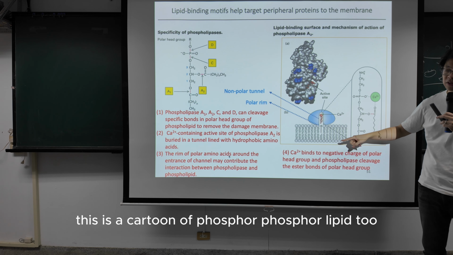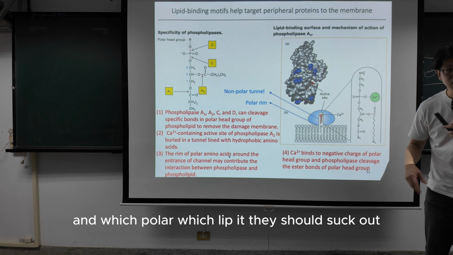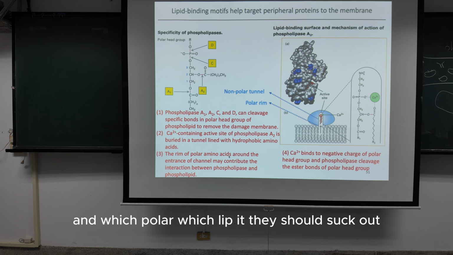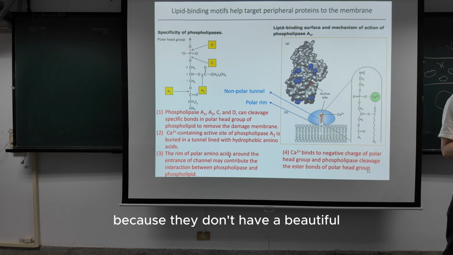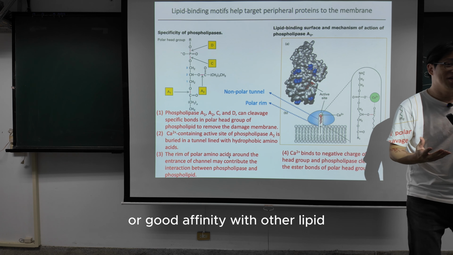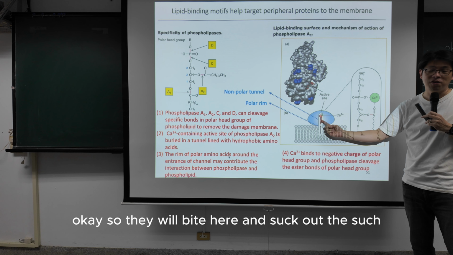So this polar ring will bind to the lipid bilayer. I have a polar ring. It will have affinity with those polar heads, and it sucks out a little bit of those lipids, okay? And which lipid should they suck out? If a lipid has certain damage, it will be easier to suck out because it doesn't have a good affinity with other lipids. So they will bind here and suck out such phospholipid.